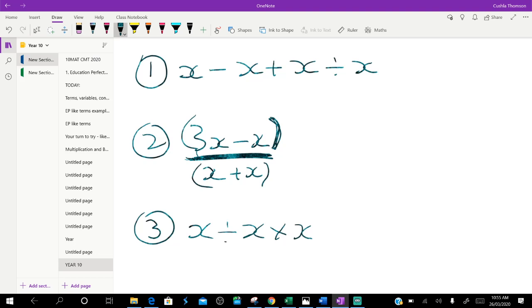Right, let's have a look at these 3 questions. So the thing you've got to remember is the order we do stuff in. And the order we do stuff in goes like this: brackets, exponents, and then division and multiplication as we come across them in the question.